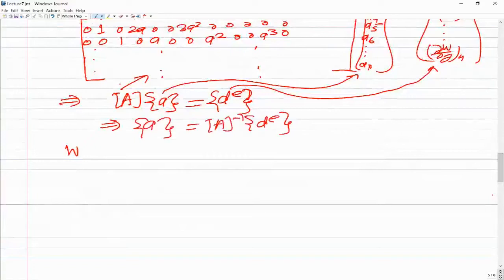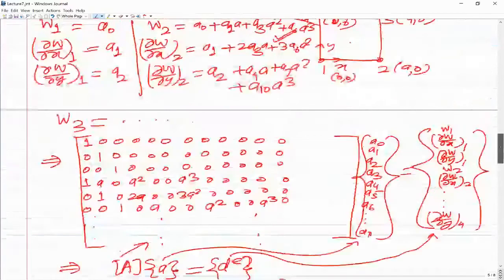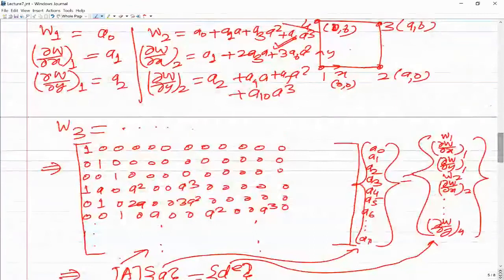Sir, can you scroll upward slightly? Yeah. Sir, actually, I was noting the matrix. I was unable to note it. Yes, sir.